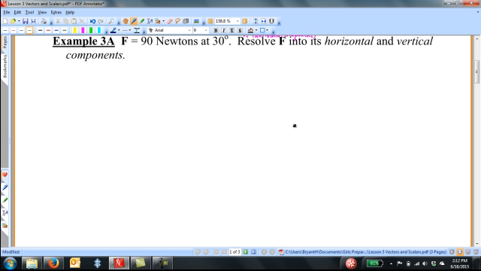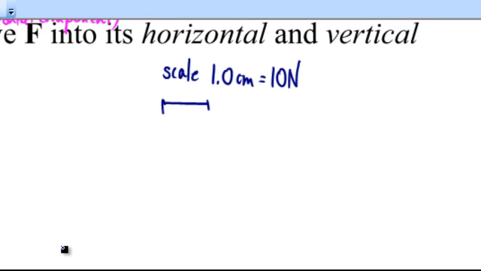Graphically, I have to decide on a scale. And depending on how you're viewing this particular recording, the scale that I'll draw and the scale that will appear if you were to actually measure it on the screen with a ruler may not appear equal to each other, but they will be consistent. I'm choosing a scale in which 1 centimeter is equal to 10 newtons. That means on this scale, my vector F, which is 90 newtons, will be 9 centimeters long, and I'll use my ruler to construct that vector.